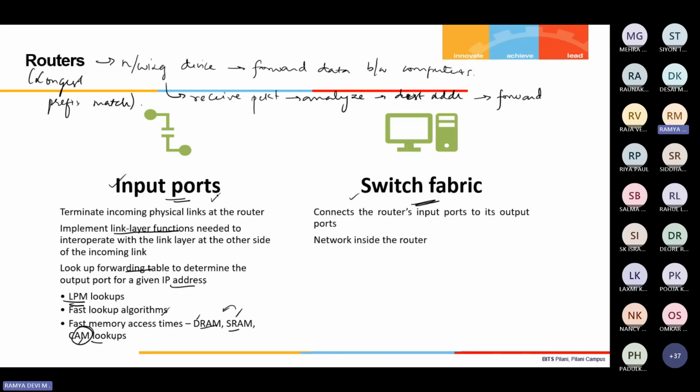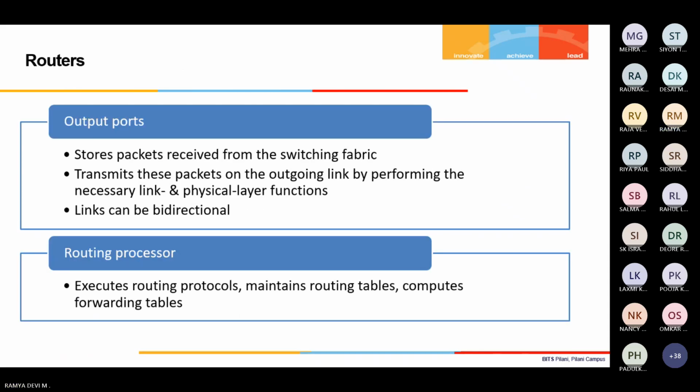Input ports receive and process the incoming data. If I want to do a faster search, then I have to implement CAM for LPM lookups. And switch fabric is the one which handles the internal data transfer between the ports. The memory and algorithms are very important in order to speed up the routing process. Now we'll see what is the purpose of an output port.